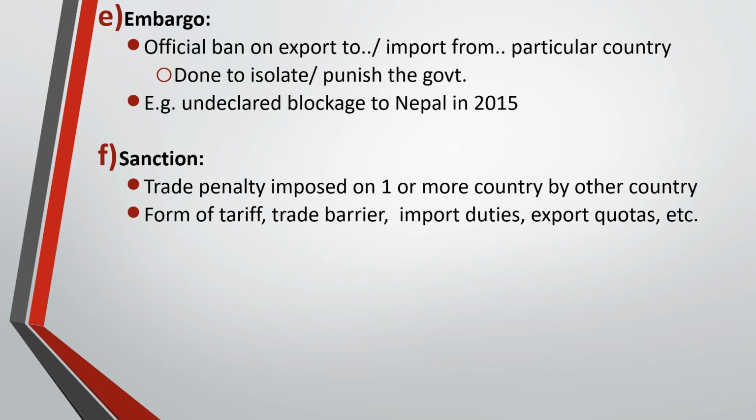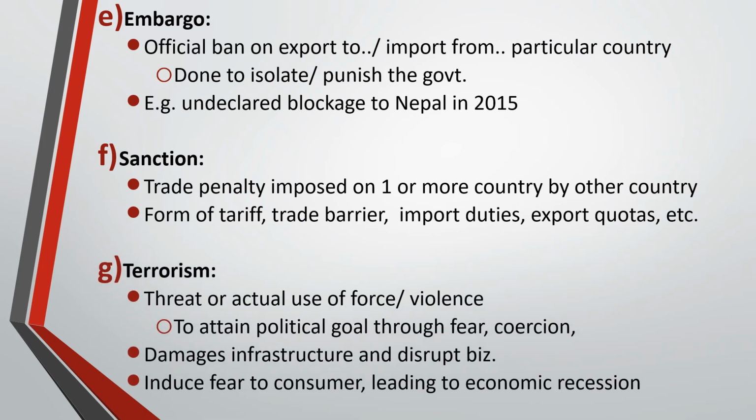For example, the undeclared blockade of Nepal in 2015. Next is sanction, where there is a trade penalty imposed on one or more countries by one or more countries in the form of tariff, trade barrier, import duty, export quota, etc. Next we have terrorism, where threat or actual use of force or violence is done to attain a political goal without fear or coercion. Next, it damages infrastructure and disrupts business, inducing fear in customers, leading to economic recession.